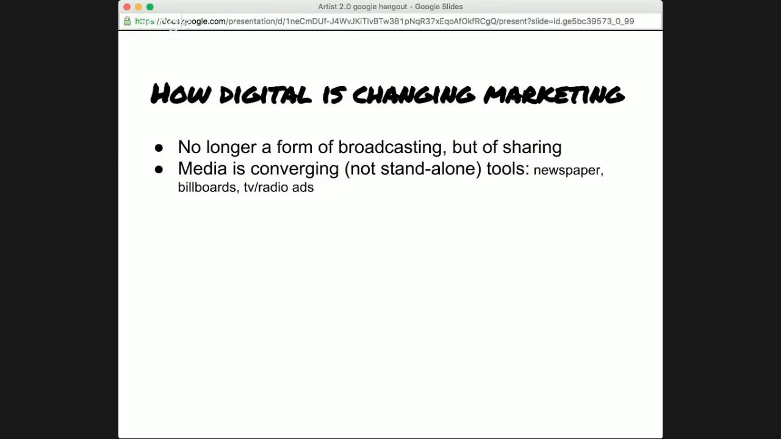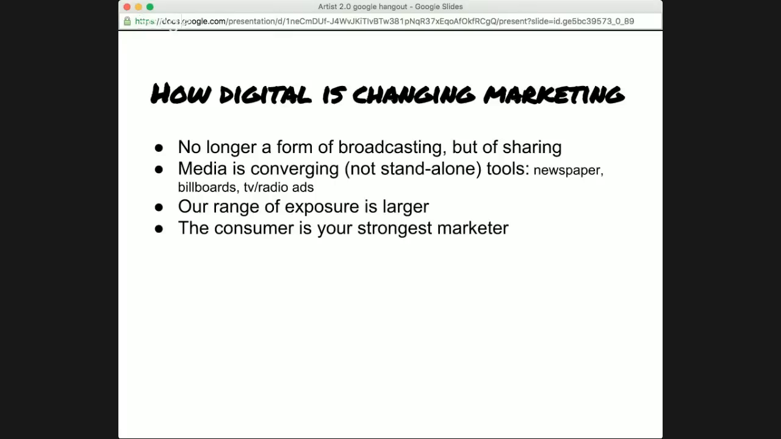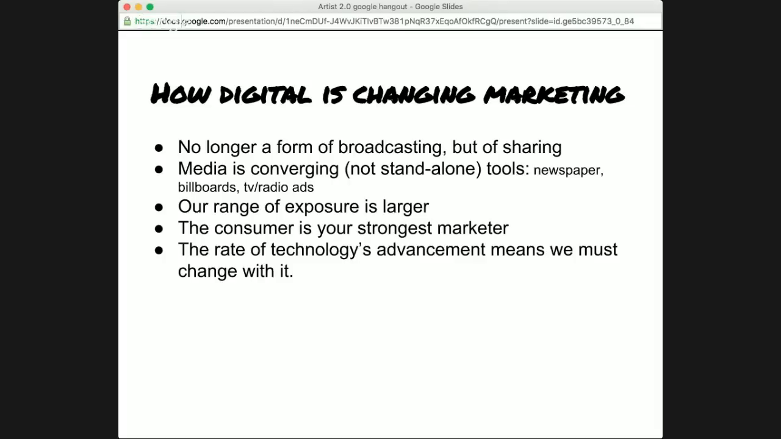You don't just have people using Twitter to tweet about something. You don't have people just simply making video. You have them doing a combination of different things for an effective marketing campaign. And of course, like I said, our range of exposure is larger. We haven't just been able to market on a local level, but we can go national and international. We are reaching people of all different audiences and different target markets. And now we're realizing that one of the most important things, and we still get this wrong, guys, the consumer is your strongest marketer. These are the people who can make or break your brand. And the rate of technology's advancement means we must change with it.